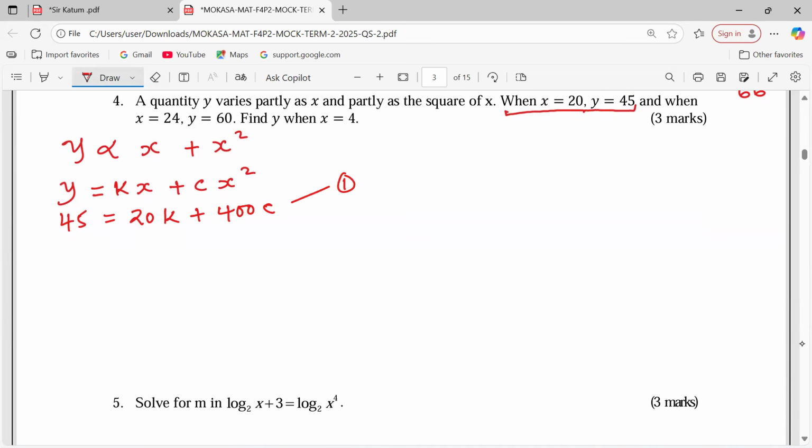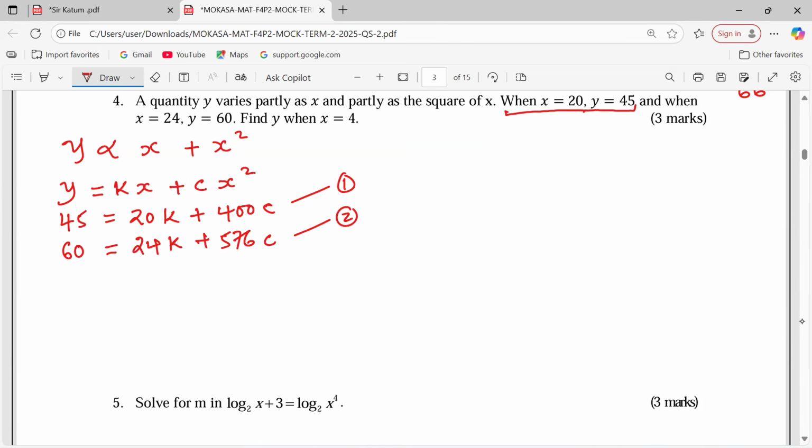Then there is equation 2 from the second statement provided. We find x equals 24 when y is 60. So this is 60. When x is 24, 24 times k. And 24 should also be squared to give us 576, multiplied by c. That is equation 2. So from the conditions provided, we have formed 2 equations. Now, these 2 equations can be solved simultaneously.